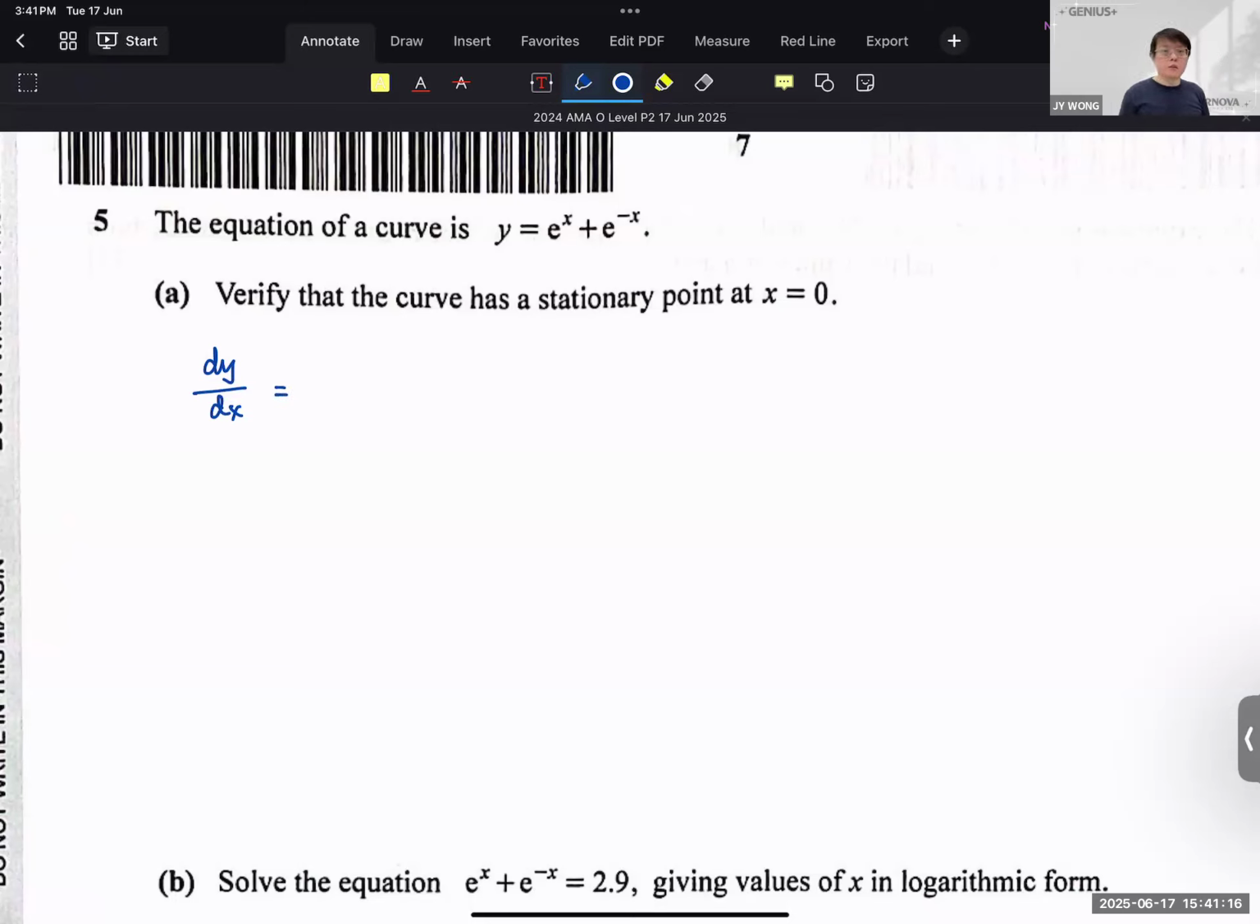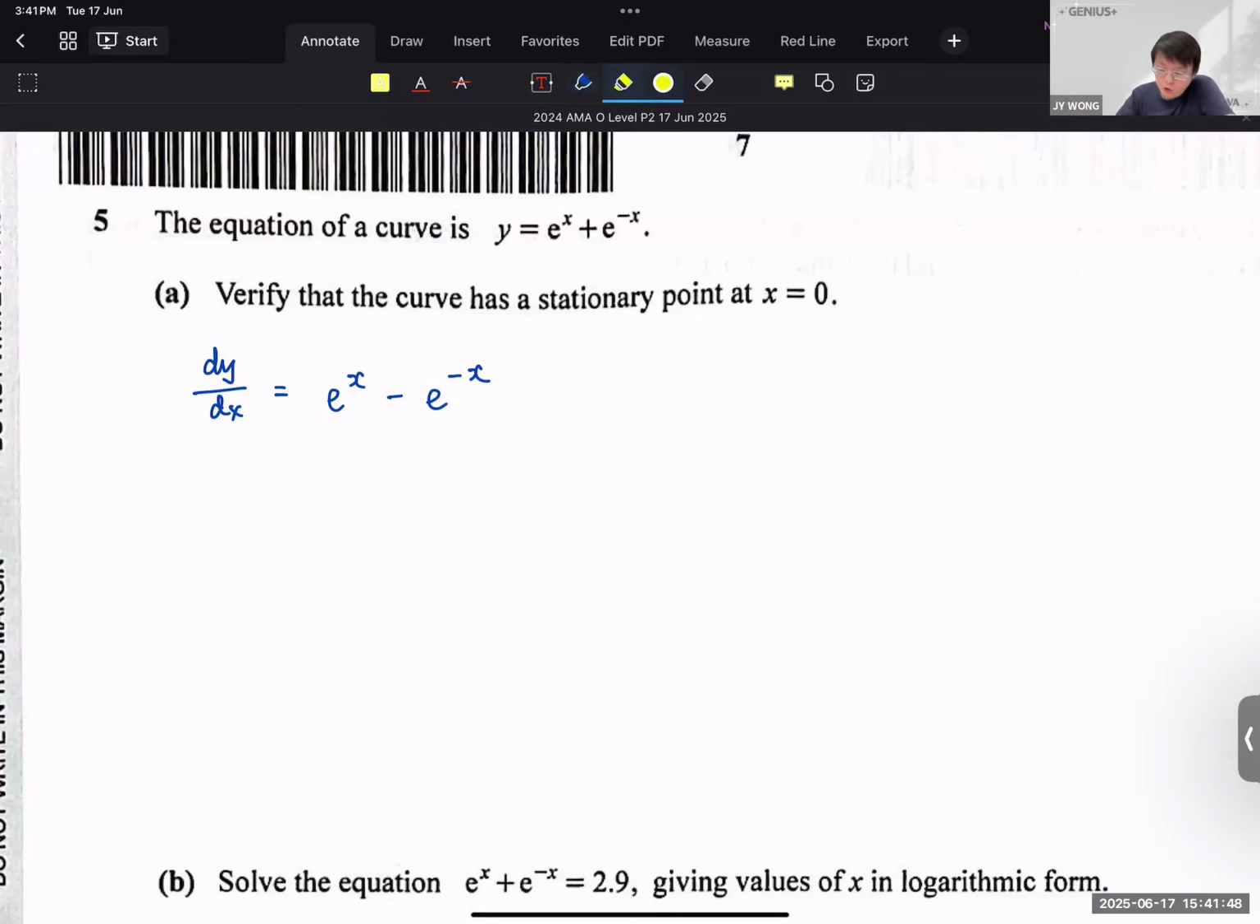Elijah, what's the dy dx? Differentiate e to the power x, I get e to the power x. Differentiate e to the power negative x, I get negative e to the power negative x, sorry. Okay, so this is your dy dx, right?